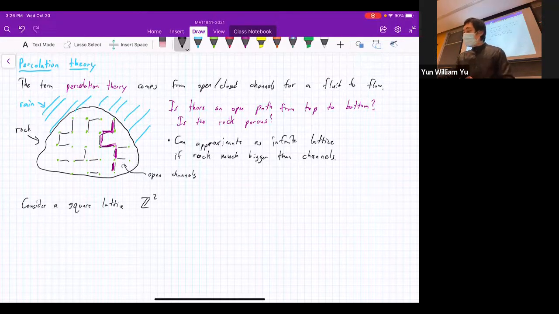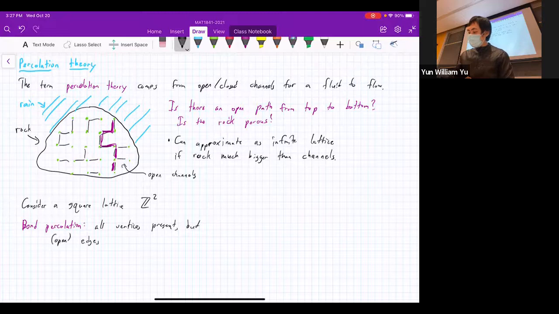There are going to be two different models that people commonly use. We're going to be mostly focused on this model, which is called the bond-percolation model. So let's call this bond-percolation. What this means is all vertices are present, but edges, open edges, are present with probability p. And that's exactly what we were doing here.